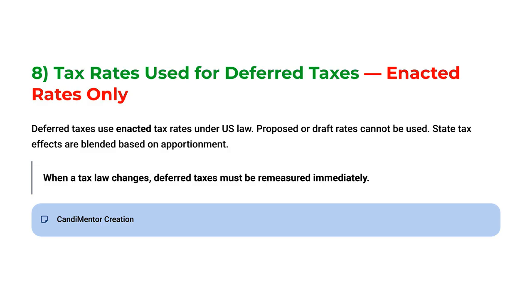Tax rates used for deferred taxes. Enacted rates only. Deferred taxes use enacted tax rates under U.S. law. Proposed or draft rates cannot be used. State tax effects are blended based on apportionment. When a tax law changes, deferred taxes must be remeasured immediately.